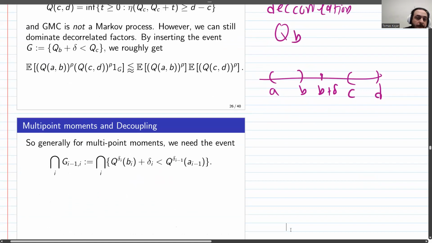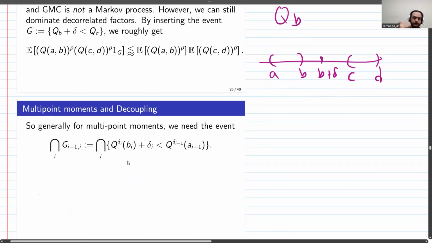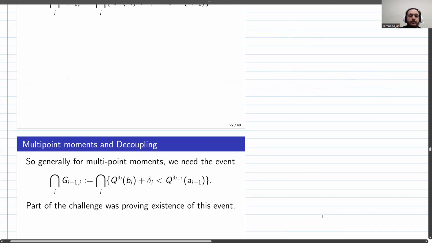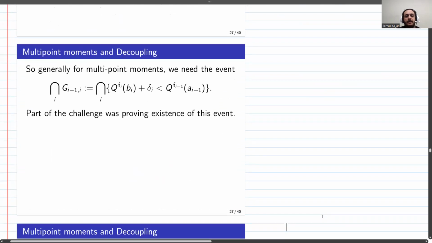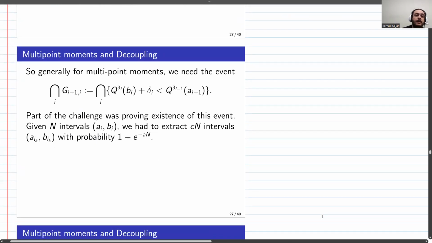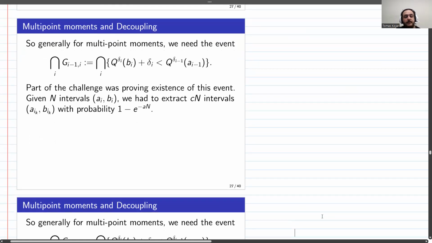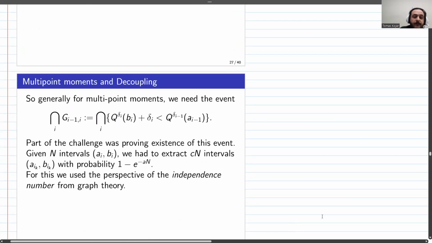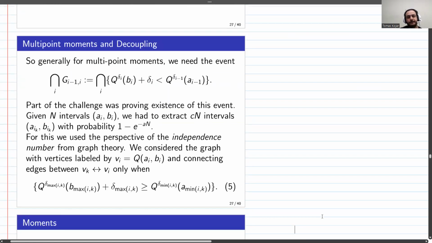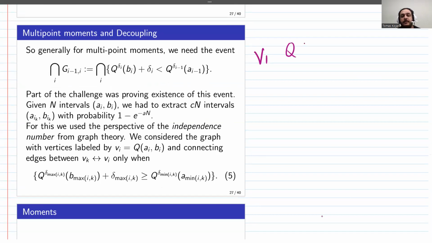Now, for general multi-point moments, we need an event of the following form, where we need them to have this kind of ordering, but multiple of them. That was a major challenge, proving existence of this event with high probability, meaning that we start with some n intervals, say I_i, and we have to extract c n intervals, A_{i_k}, B_{i_k}, with probability that is exponentially high. So the error decays exponentially fast. For this, we use the perspective of independence set and independence number from graph theory. So we have vertices labeled by the inverses.